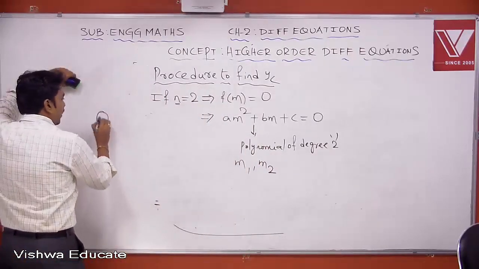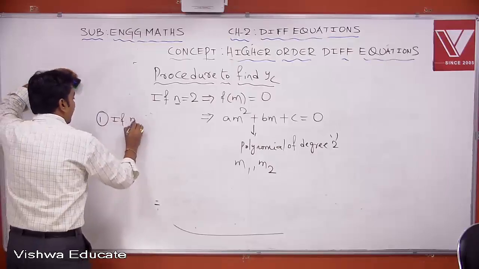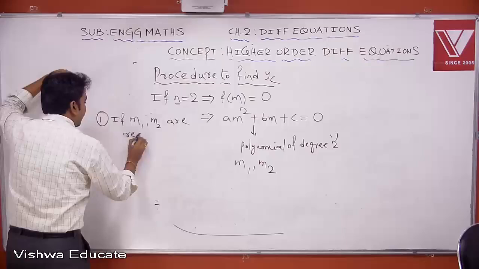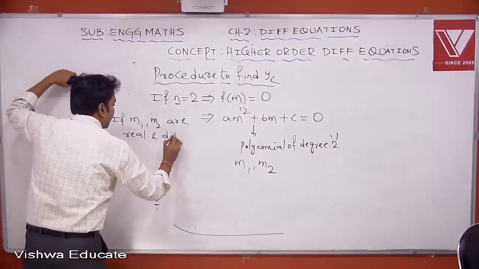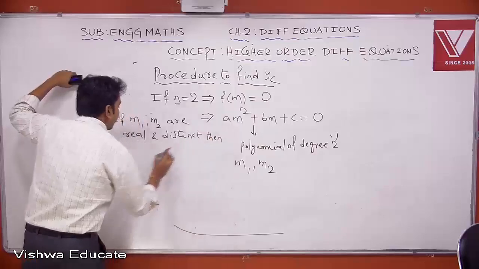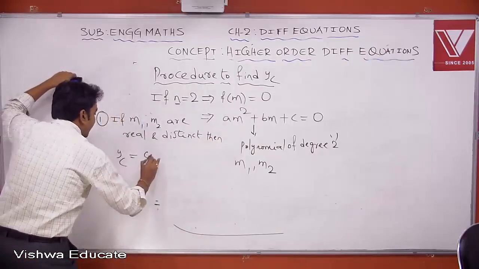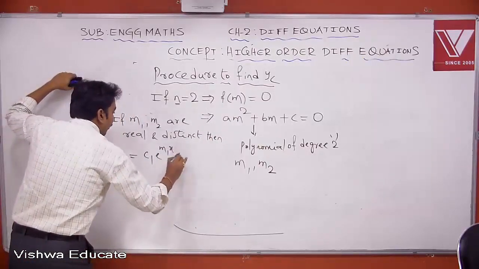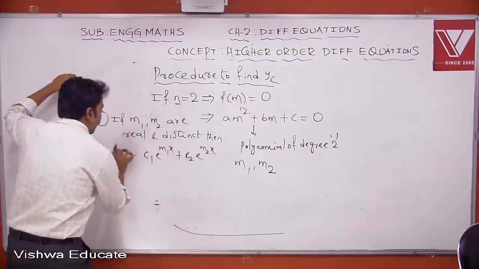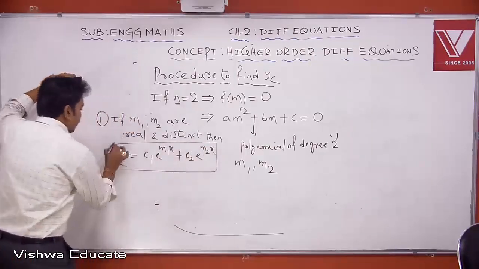Now we discuss case 1. Suppose m1 comma m2 are real and distinct. If the roots are real and distinct, then my yc will be like this. The value of yc is c1 into e power m1x plus c2 into e power m2x. This is my general solution.